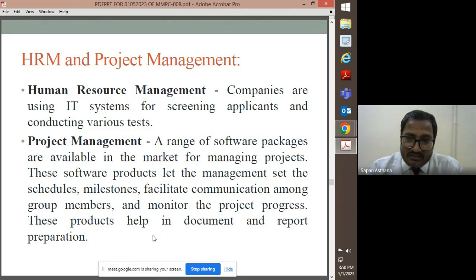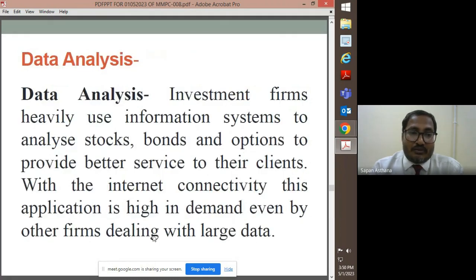In project management, a range of software packages are available in the market for managing projects. These software products let the management set the schedule, milestones, facilitate communication among group members, and monitor the project progress. These products help in document and report preparation. In project management, also information technology plays a very, very important role.